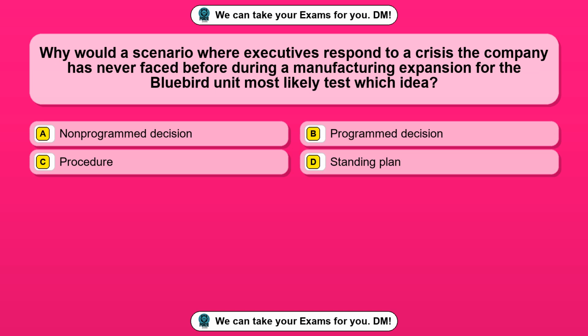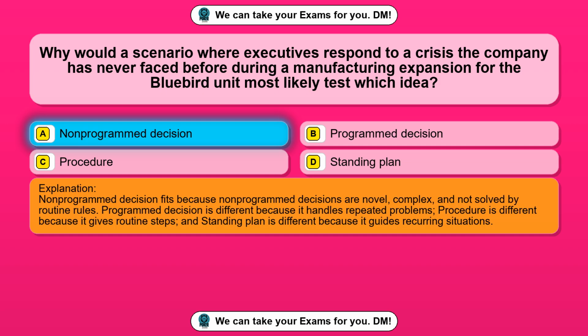Question 14. Why would a scenario where executives respond to a crisis the company has never faced before during a manufacturing expansion for the Bluebird unit most likely test which idea? Option A, non-program decision. Option B, program decision. Option C, procedure. Option D, standing plan. The correct answer is option A, non-program decision.